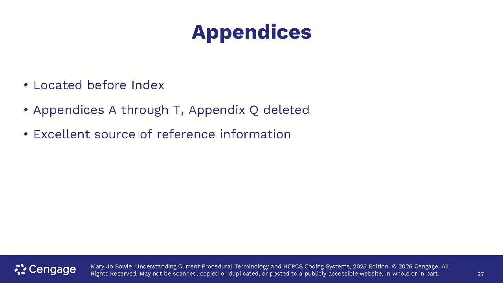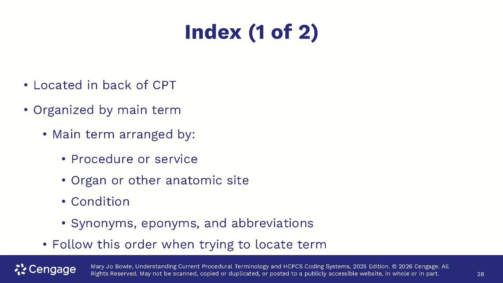All right, the appendices. They are at the end of the book, but they're located before the index. They are letters A through T. Appendix Q was deleted, and there are lots of great references available for when you need them. One in particular is Appendix A, which is going to give you the full definitions of the modifiers. In the inside cover of the CPT manual, you're not going to get the full description. You just get the number and the title. Appendix A is where you can dig into the titles or the description.